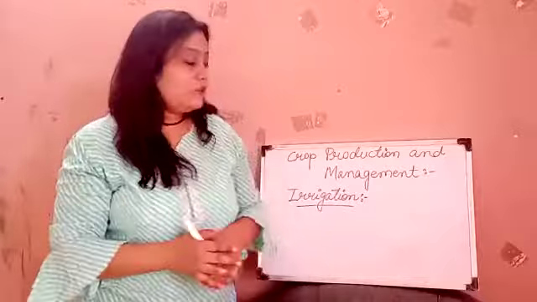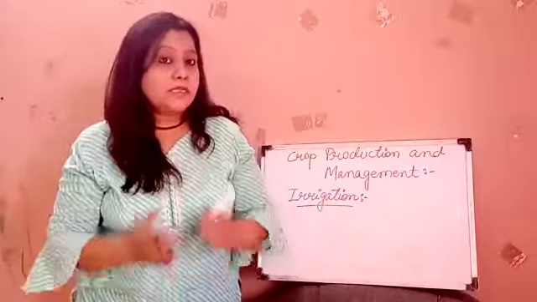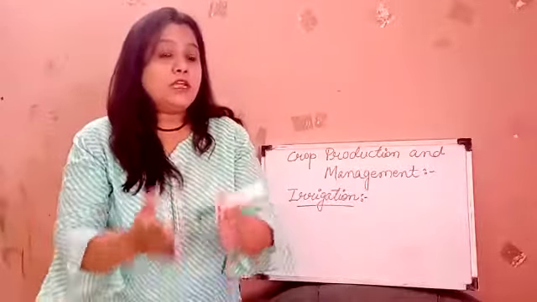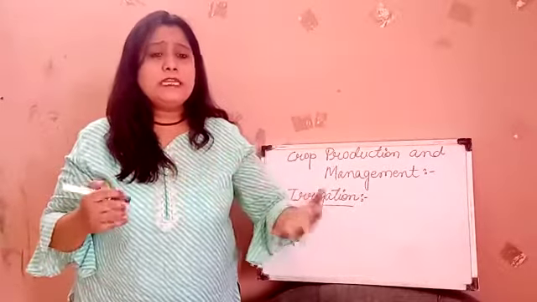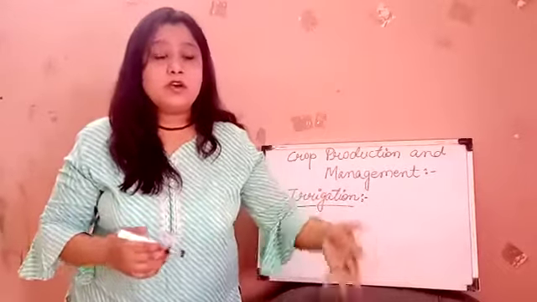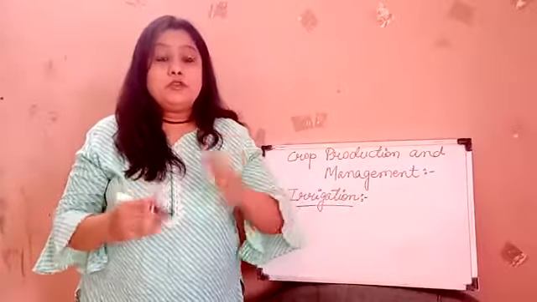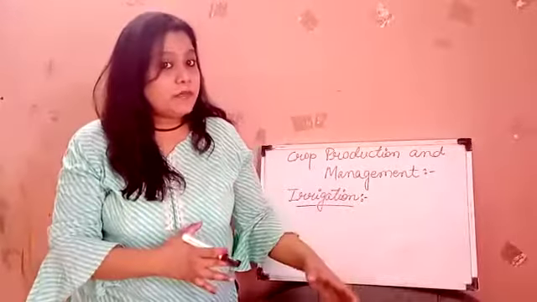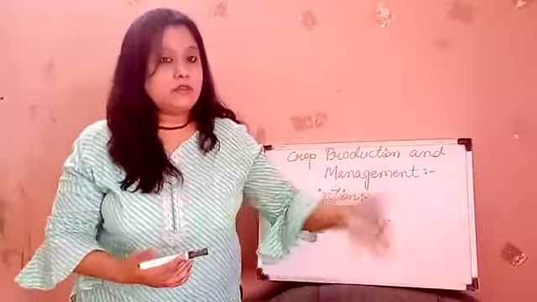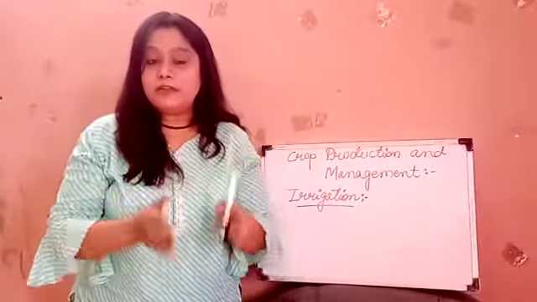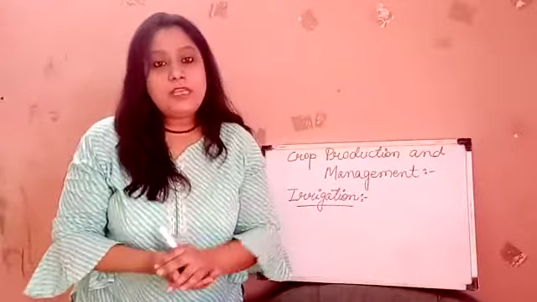Now the question comes: what is irrigation? Irrigation is the proper process of supplying water to the crops. It is not like giving water in a quantity which is not sufficient for the plants, or which is extra. We should know how much water is to be given to the plants, and at which intervals the water should be given. So irrigation is the process of supplying water to the plants.